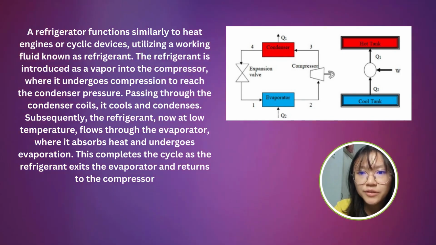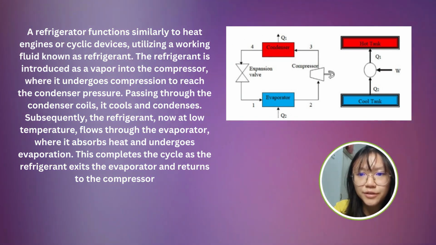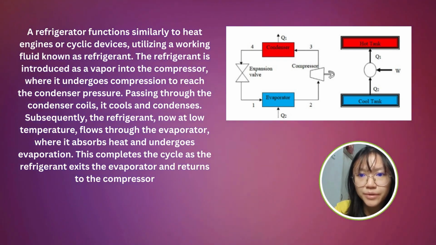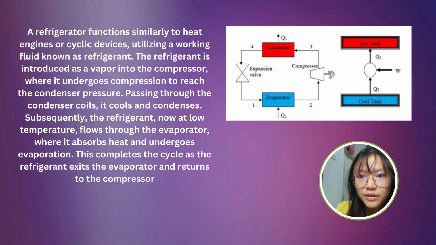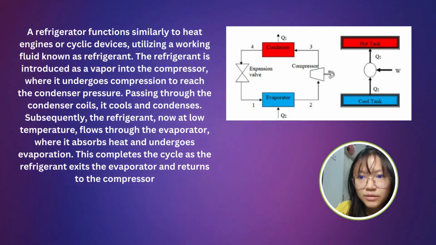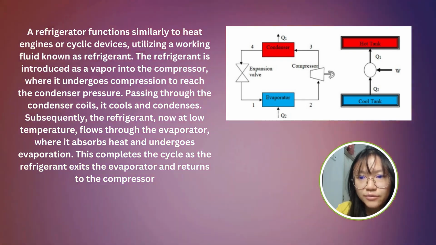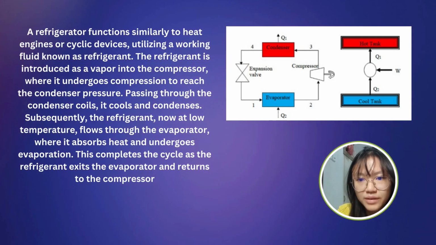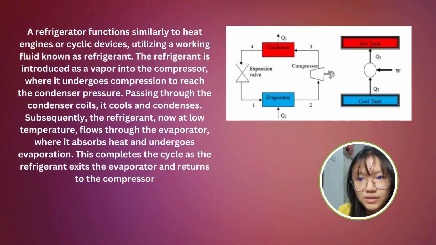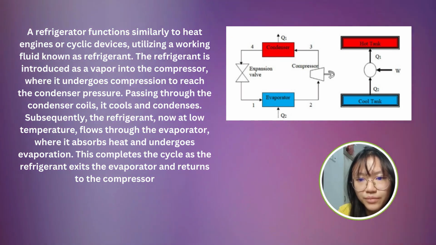A refrigerator functions similarly to heat engines or cyclic devices, utilizing a working fluid known as refrigerant. The refrigerant is introduced as a vapor into the compressor, where it undergoes compression to reach the condenser pressure. Passing through the condenser coils, it cools and condenses. Subsequently, the refrigerant, now at low temperature, flows through the evaporator, where it absorbs heat and undergoes evaporation. This completes the cycle as the refrigerant exits the evaporator and returns to the compressor.